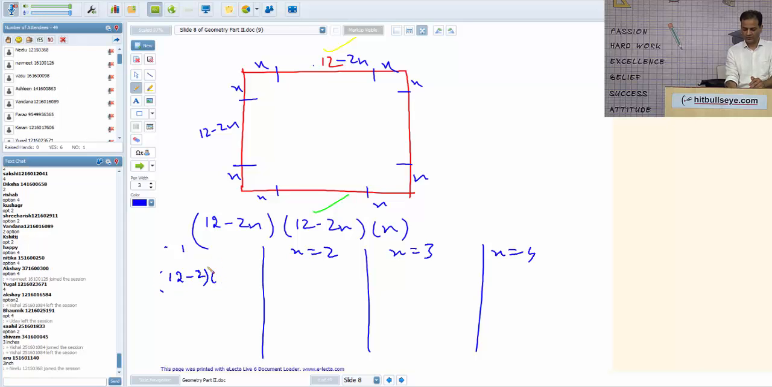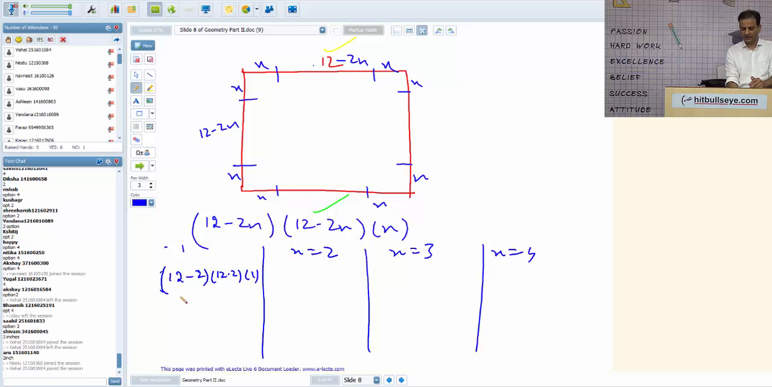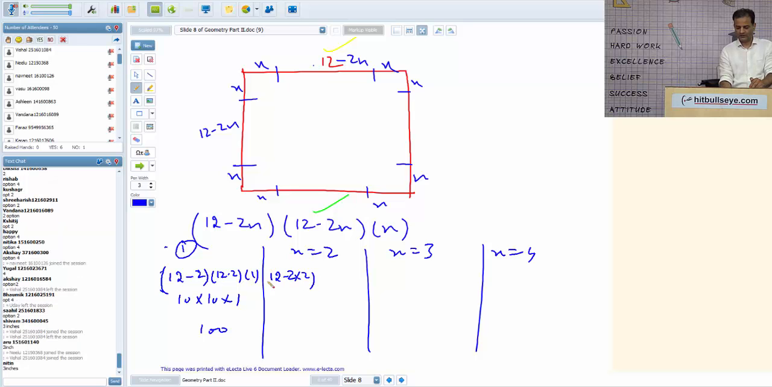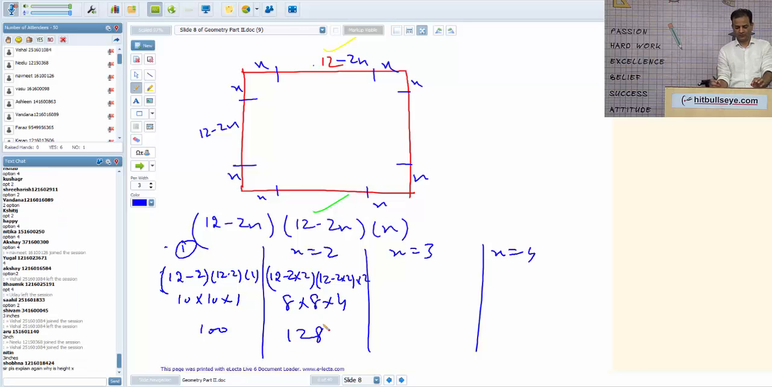So 12 minus 2 into 1 is 10. It will be 10 into 10 into 1. If x is 1, then the answer will be 100. If x is 2, 12 minus 2 into 2, instead of x you will put 2. 12 minus 2 into 2, into 2. It will be 8 into 8 into 4, which will be, friends, 128.